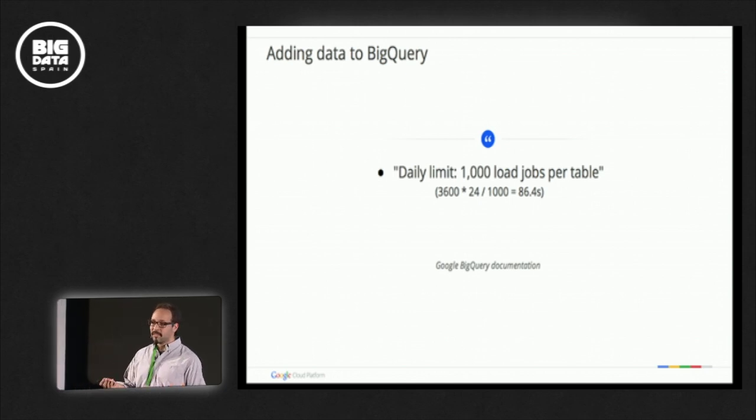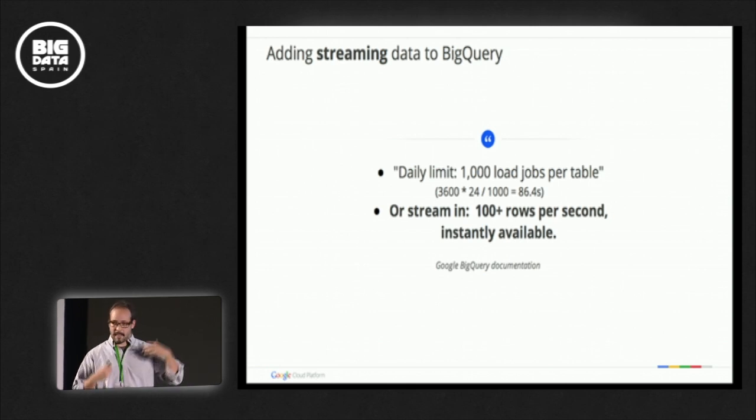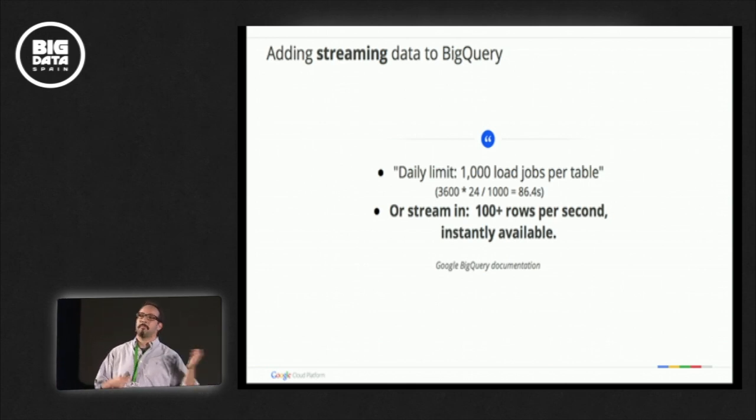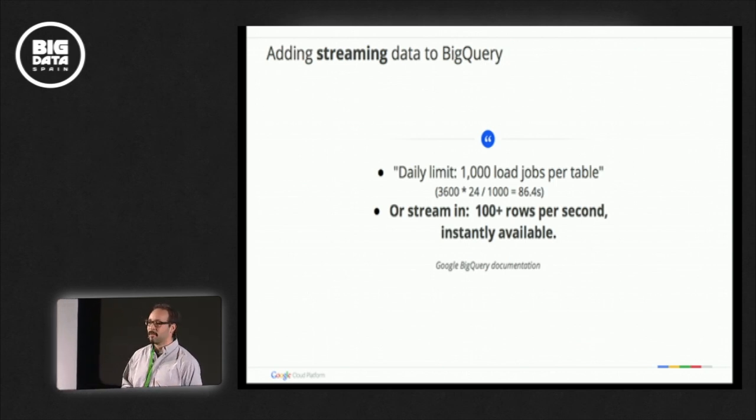For some people that was perfect, but some people want to solve the real-time use case. Some people have a constant stream of data coming in. So what did the engineering team do? They removed that limitation. There is still that batch way of inputting data, but if you really need the real time, now you're able to stream up to 100 rows per second, and you are able to read that data in real time. Once you send the data to BigQuery, it's ready to be analyzed. That's great news for people that have to solve the real-time case.